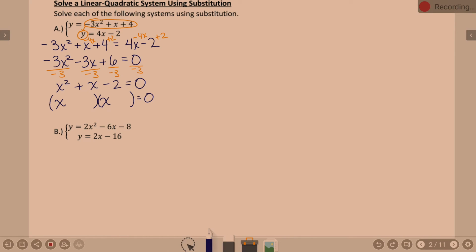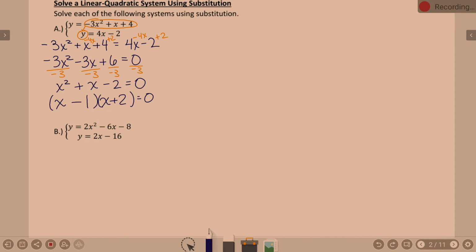I need my numbers to multiply to be negative 2 and add to be 1. So 1 and 2. Positive 2, minus 1. Because 1 times 2 is my only option for multiplying to 2. If it multiplies to be negative, I need a positive and negative. If it adds to be positive 1, I need a bigger positive number. Okay, what do we do here?